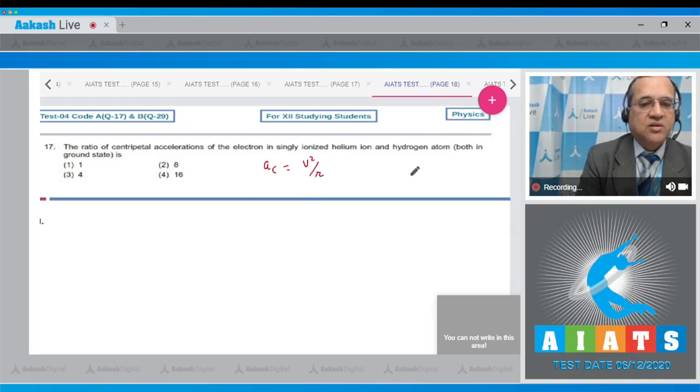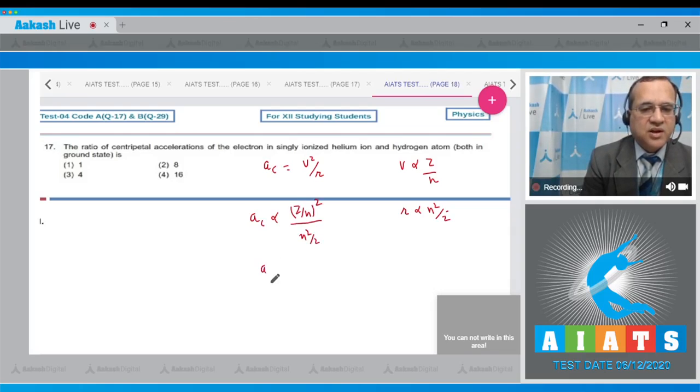Now, for an electron, the velocity is proportional to z by n, and the radius is proportional to n square by z. Therefore, the centripetal acceleration A_C is proportional to z by n square divided by r, and r is equal to n square divided by z. So A becomes proportional to z cube over n square.